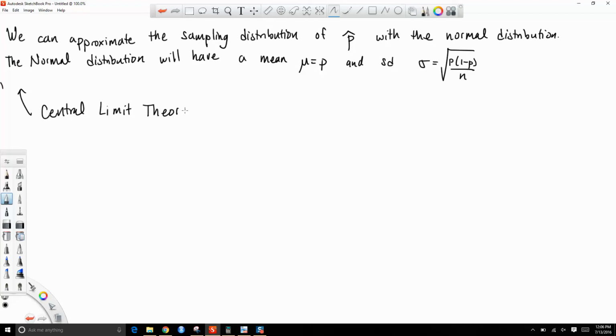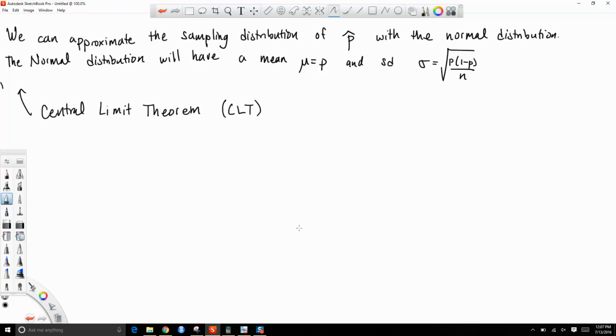To be honest, the central limit theorem is a little bit more formal and a little bit more complicated, but from a practical standpoint, this is basically what it says. The central limit theorem says we can approximate the sampling distribution of p hat with the normal distribution, and that normal distribution will have a mean equal to p and a standard deviation equal to the square root of p times 1 minus p over n. That's the central limit theorem.